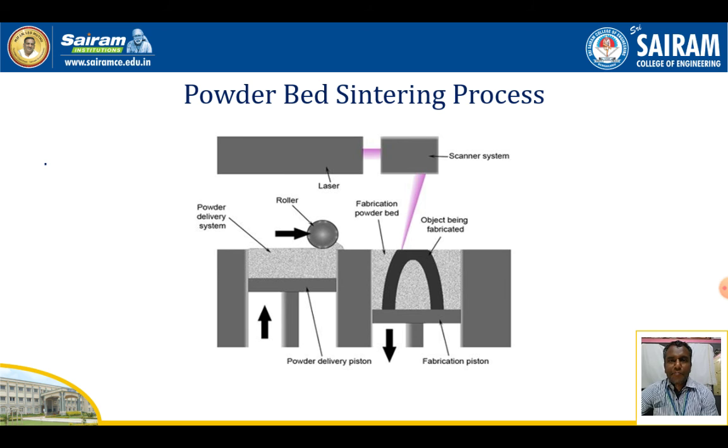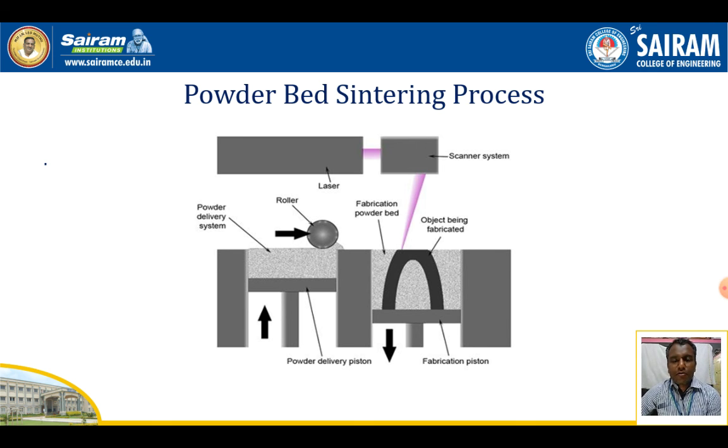Then comes the method of heating. It may be electron beam melting, direct metal laser melting, direct metal laser sintering, selective heat sintering, selective laser melting, or selective laser sintering. In this method we are following selective laser sintering.